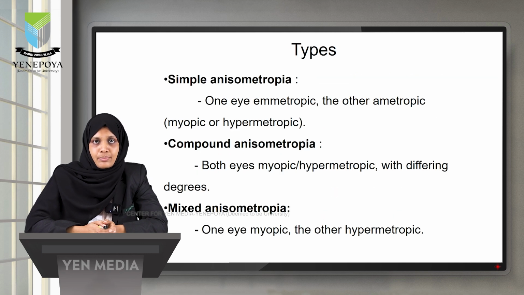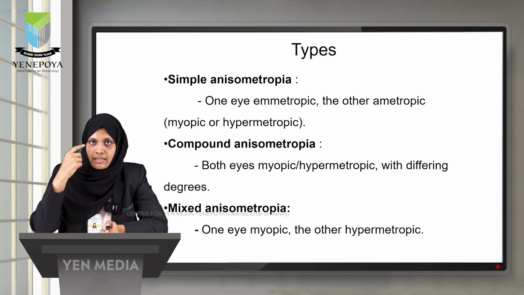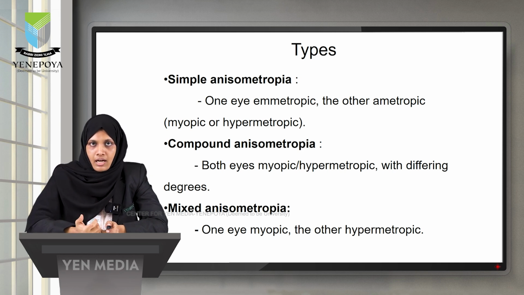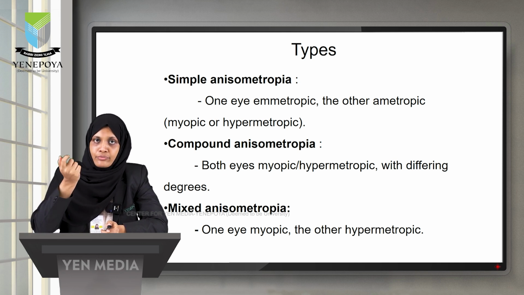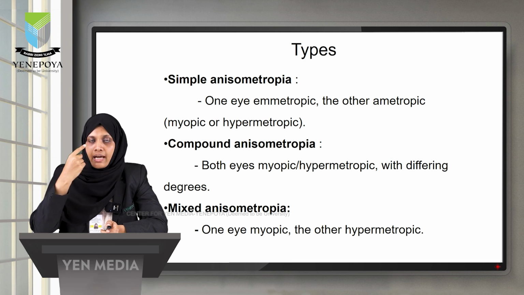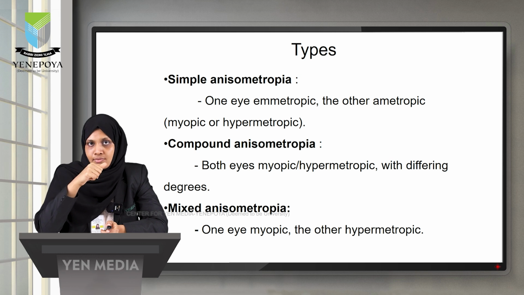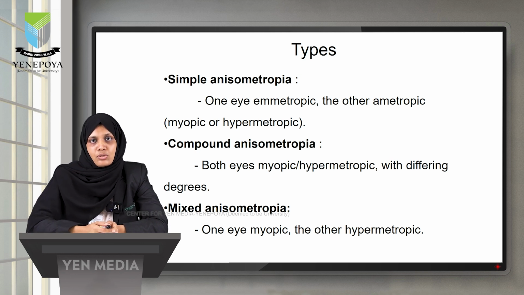Then let's move into the types of anisometropia. There are 6 types. The first one is simple anisometropia, which means one eye is normal and the other eye is myopic or hyperopic. Compound anisometropia means both eyes have refractive power, either both myopic or both hyperopic. For example, one eye has +1 and the other +4 diopter, or -1 and -4, like this. Mixed anisometropia means one eye is myopic and the other eye is hyperopic.